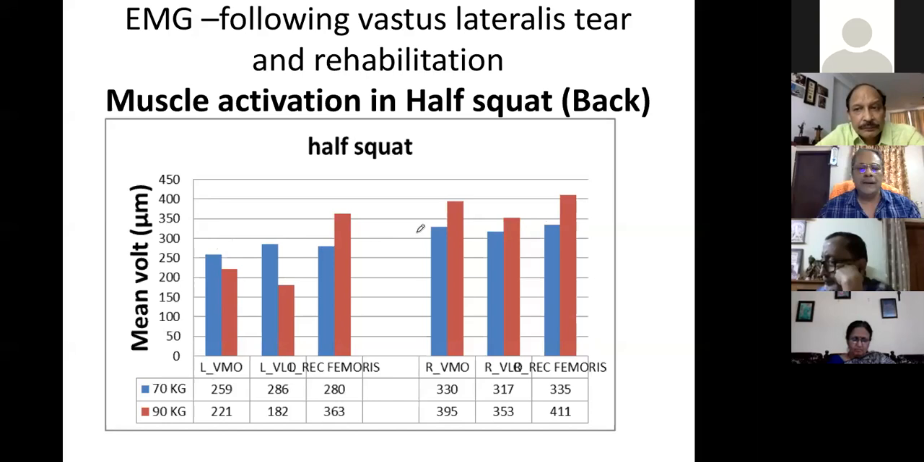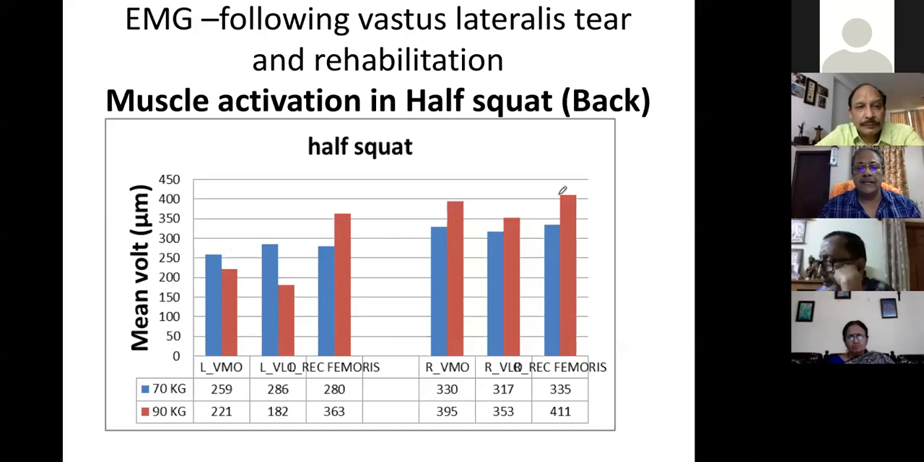But as and when the load is increased to 90 kg, what's happening in vastus medialis and vastus lateralis is a decrease in activation, whereas in the left, this is the injured muscle, okay? So there is a decrease in muscle activation, and in rectus femoris there is a compensation. Whereas the right leg is further activated. This is basically because he is shifting the whole weight onto the right leg, and that's why the activation is increased on the right side.